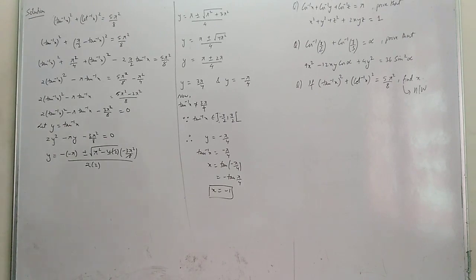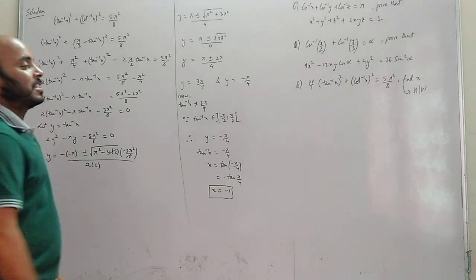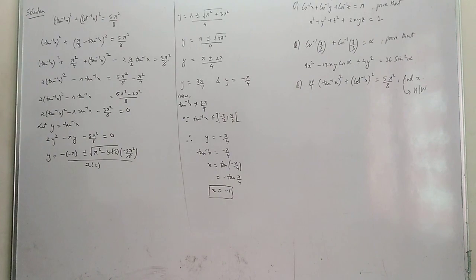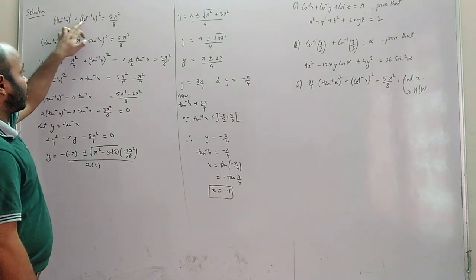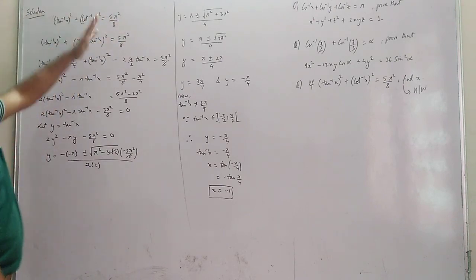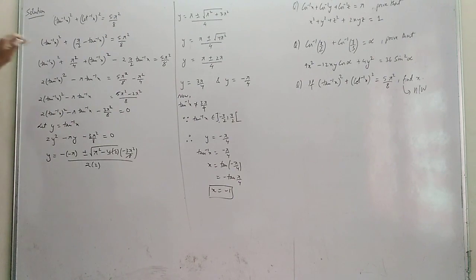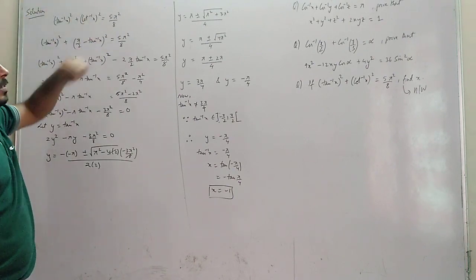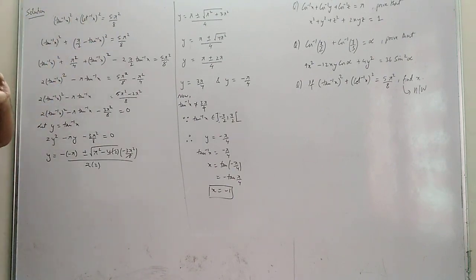Okay, after seeing the solution, you will understand why I decided to do this sum. The question is: tan inverse x plus tan inverse x whole square plus cot inverse x whole square equals pi square by 8. You need to find x. That means you need to remove all the tan inverse terms. It will be like a normal question.